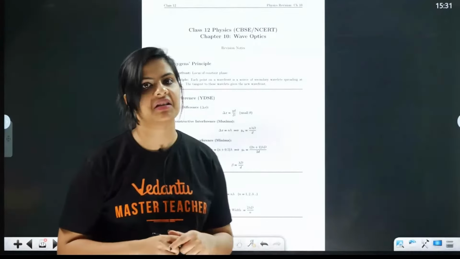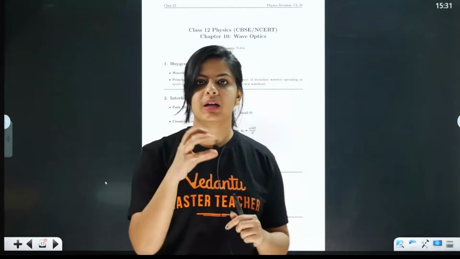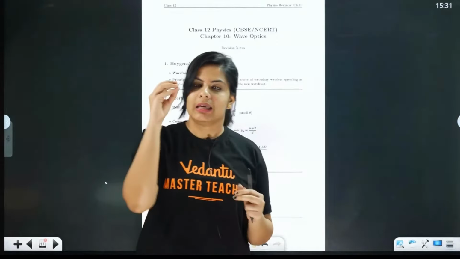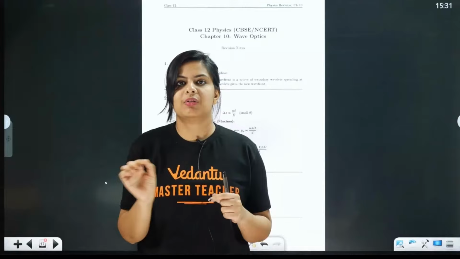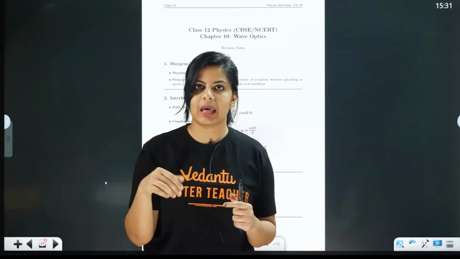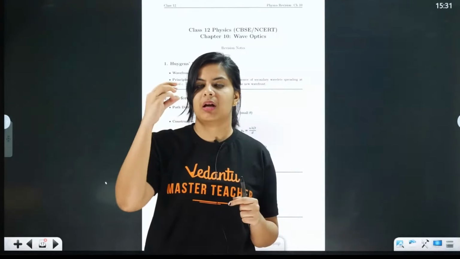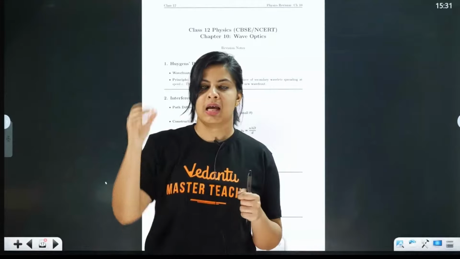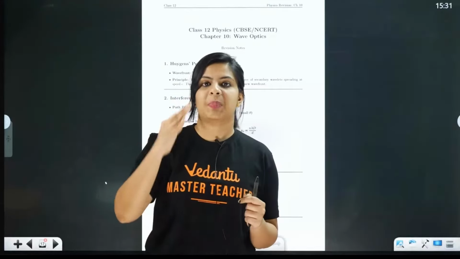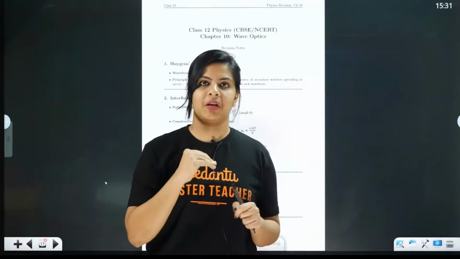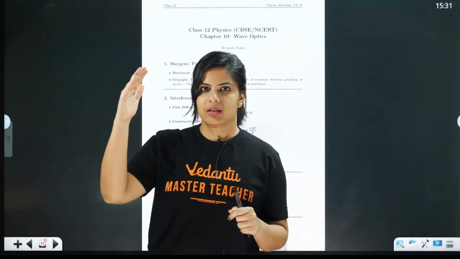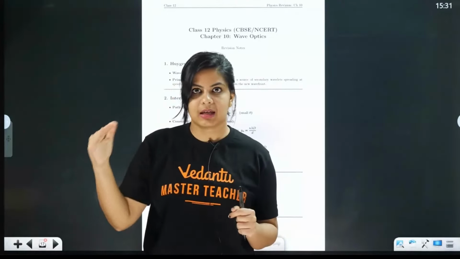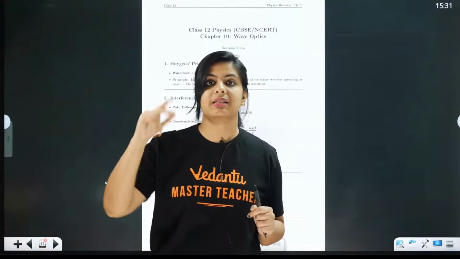What is Huygens principle saying? We know that a source produces a wavefront. Each point on the primary wavefront acts as a secondary source, and the secondary source develops secondary wavelets. The speed of the secondary wavelets is the same as the primary wavefront. And if you draw the tangent to these secondary wavelets, that gives you the secondary wavefront.